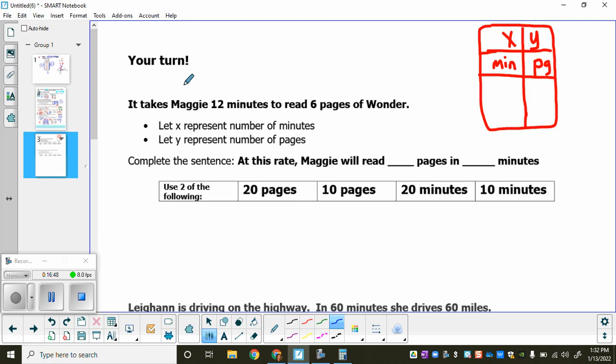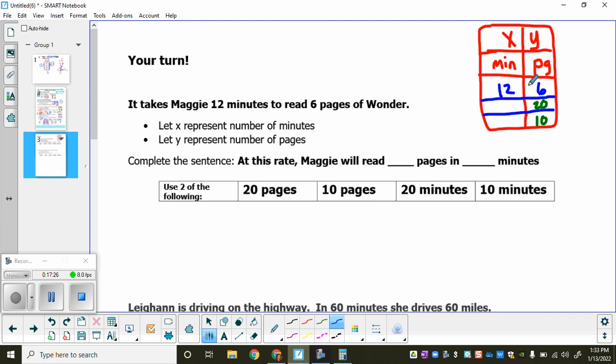The first ratio it tells us is that it takes Maggie 12 minutes to read 6 pages. Now I think a lot of you are already going to see a half situation going on. But again, in the table of values, we want to try. Okay, let's see right here. See how the table is set up? You can put the 20 pages and the 10 pages. If you put that in the table of values, the 20 and the 10 would go here. And we just need to see what the answers would be for minutes on this side.